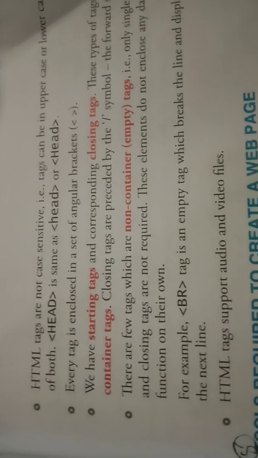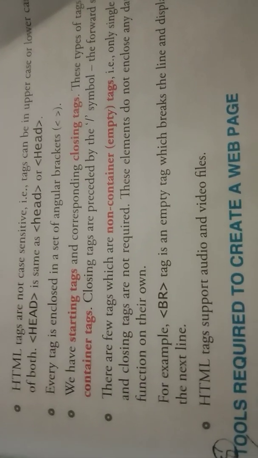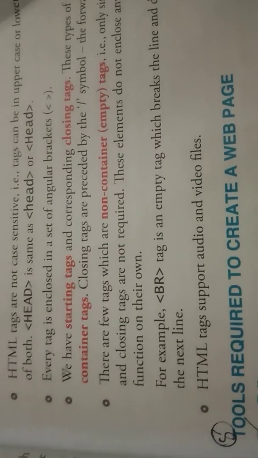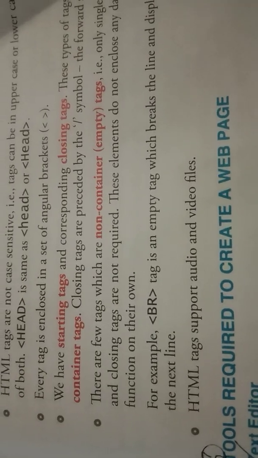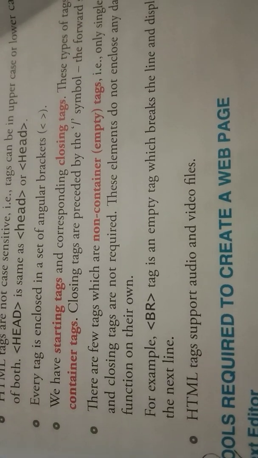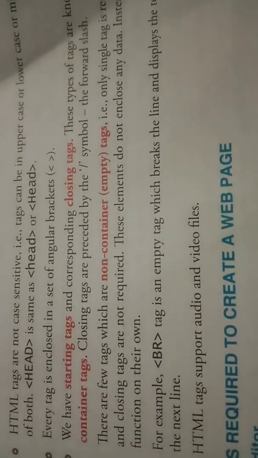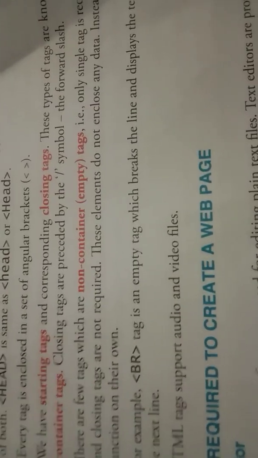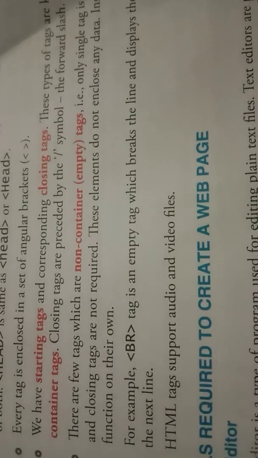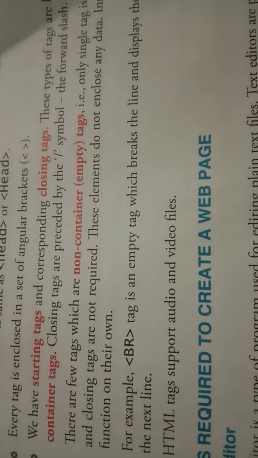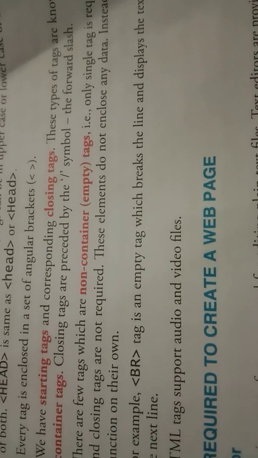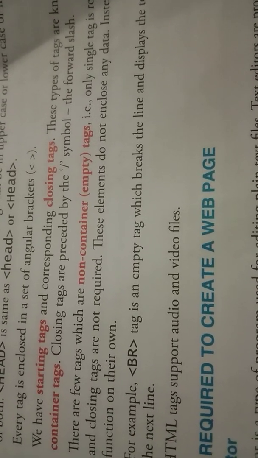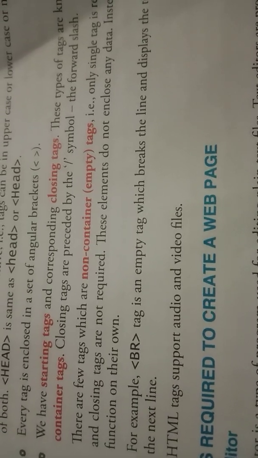And the second one, every tag is enclosed in a set of angular brackets. Angular brackets, all of you know, mean the greater than and smaller than signs. The third, we have starting tags and corresponding closing tags. These types of tags are known as container tags. The tags having a starting and closing tag are called container tags. Closing tags are preceded by the slash symbol, the forward slash. Two types of slash are there, the forward slash and the backward slash.